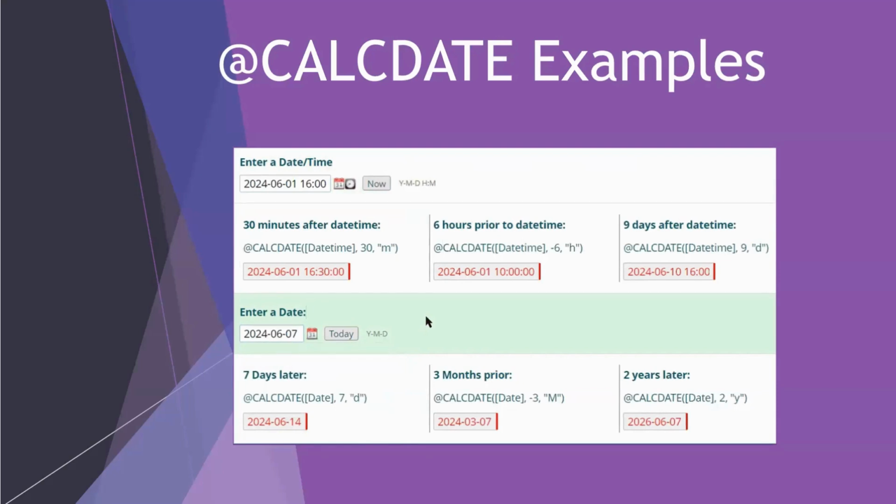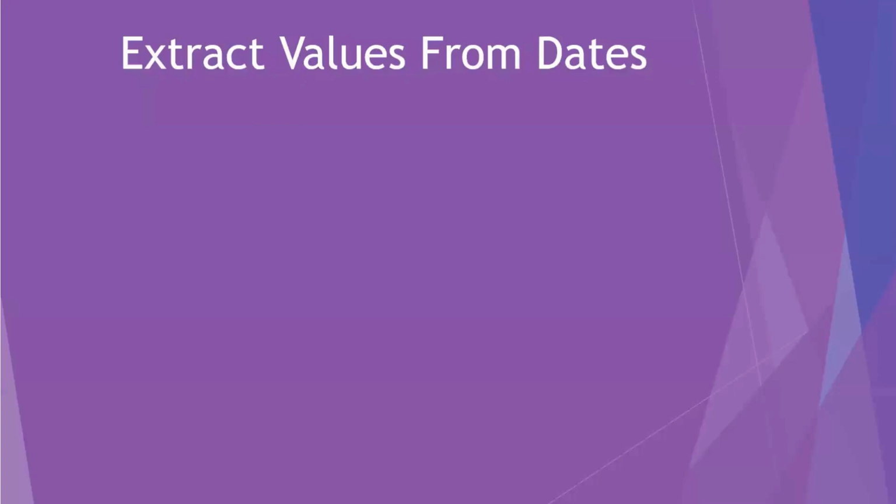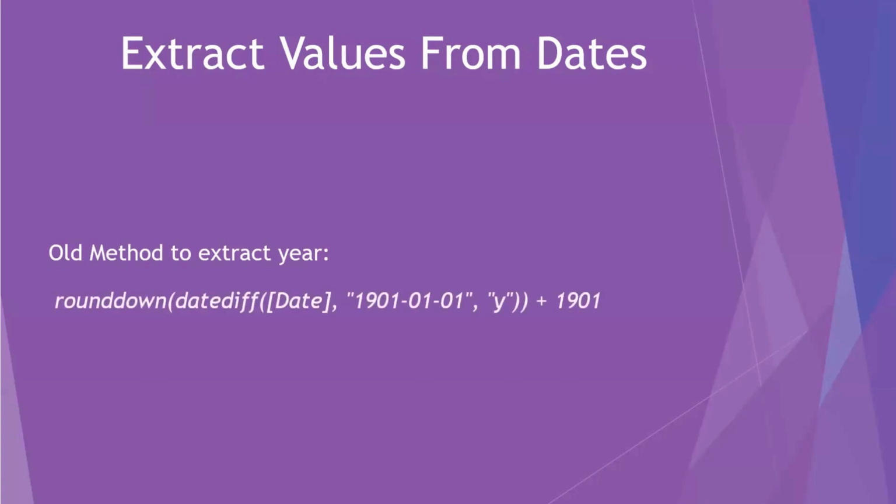And again, that's also pretty straightforward with calc date. Now we'll quickly discuss how to extract a year, month, or date value from a date field. So the old method shown here was complex and unintuitive. I'm not sure why it worked, but it did.